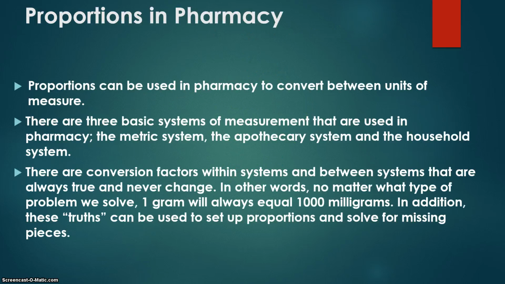N equals 36. Okay, so proportions in pharmacy. Proportions can be used in pharmacy to convert between units of measure. There are 3 basic systems of measurement that are used in the pharmacy: the metric system, the apothecary system, and the household system. There are conversion factors within systems and between systems that are always true and never change. In other words, no matter what type of problem we solve, 1 gram will always equal 1,000 milligrams. In addition, these truths can be used to set up proportions and solve our missing pieces.